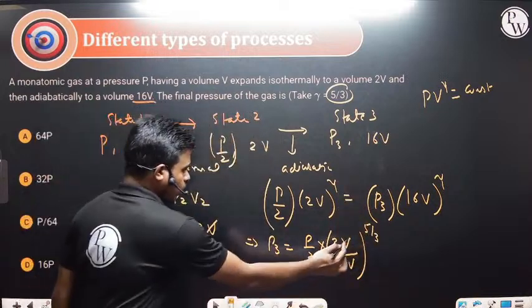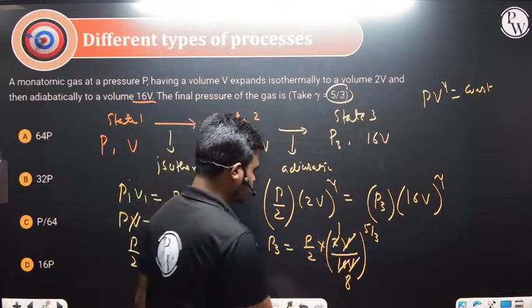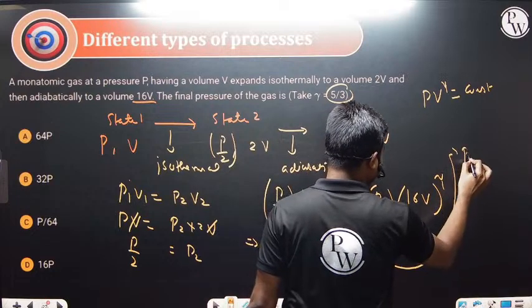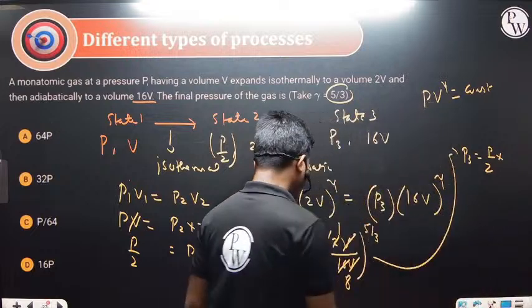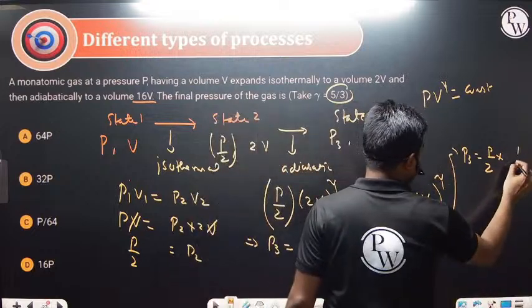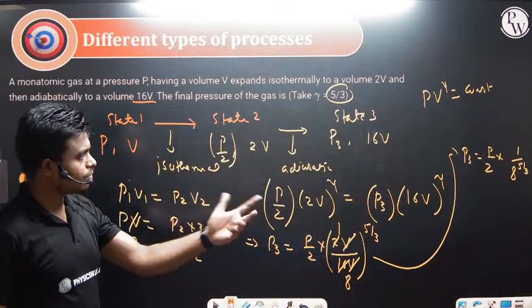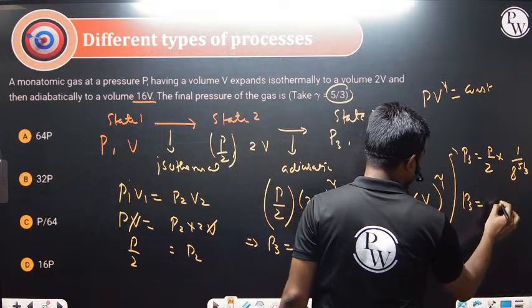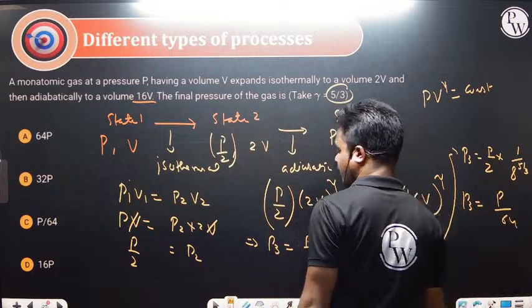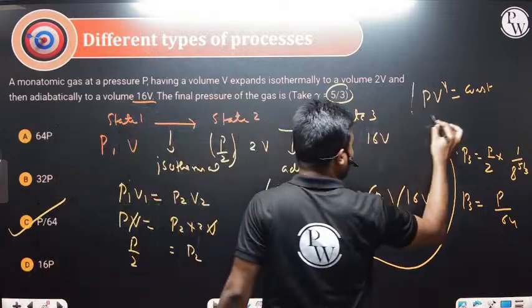So volume cancels with volume. This is 2 to the 1, this is 2 to the 3. So finally the pressure P3 is given by P by 2 into 1 by 8 to the power 5 by 3. 8 to the power 1 by 3 is 2, and 2 to the power 5 is 32. So this will be P by 64 we are getting. So this simple formula, PV to the power gamma equals constant, we are using for an adiabatic process.